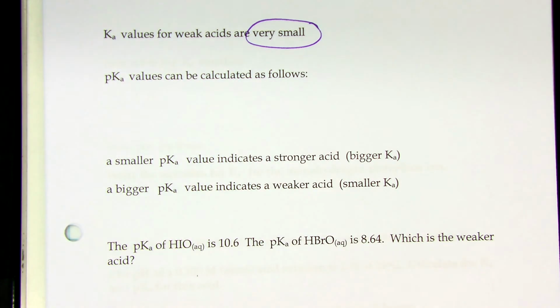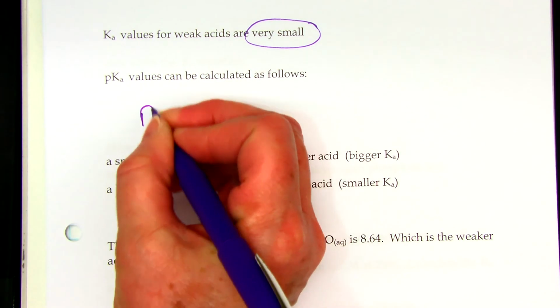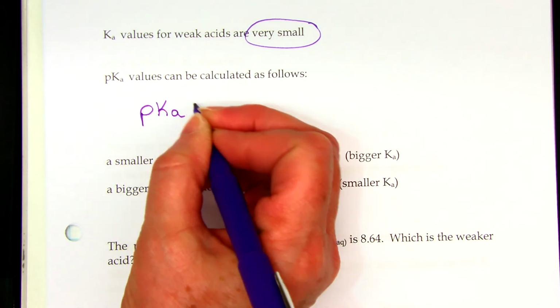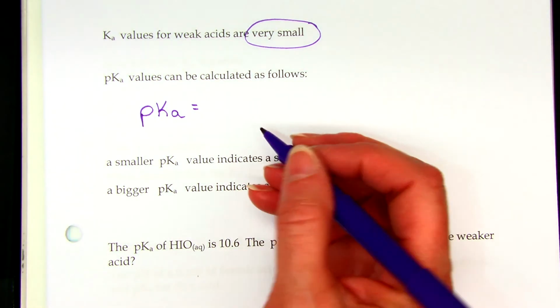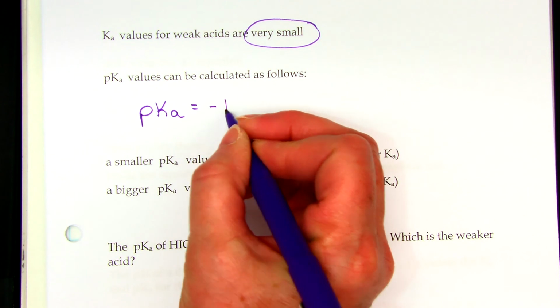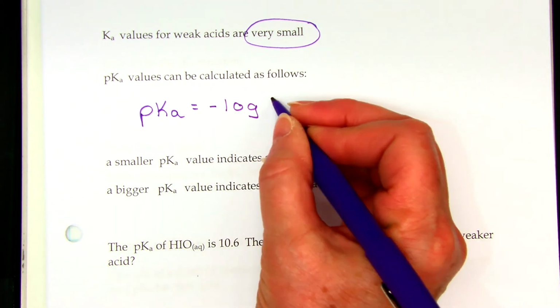So we can consider Ka, and then we can calculate pKa. Remember, we previously defined P as a function. pH is the negative log of the hydrogen ion concentration. pOH is the negative log of the hydroxide concentration. So pKa is equal to minus the log, or the negative log, of Ka.